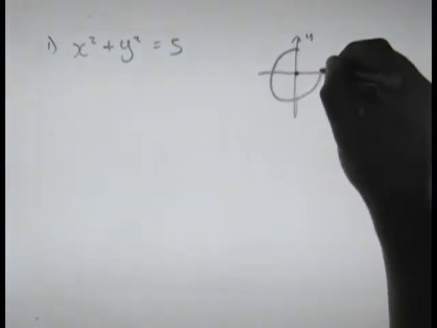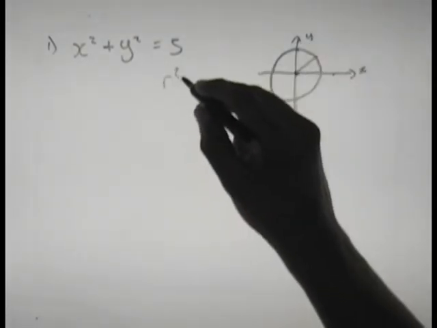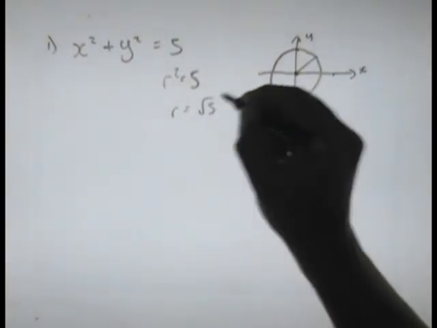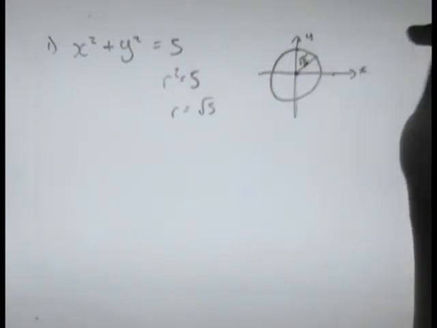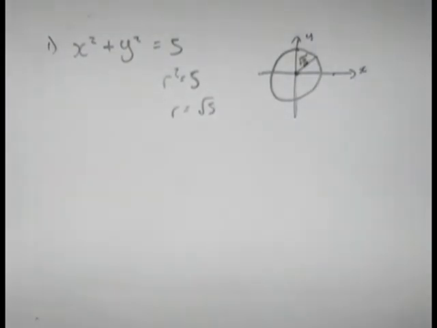And it's going to be a circle with a radius of, now remember, r² is equal to 5. That means that r is equal to root 5. Just indicate that root 5 on your graph. Draw the circle centered around the origin. Don't draw it too pretty. And that's your graph.